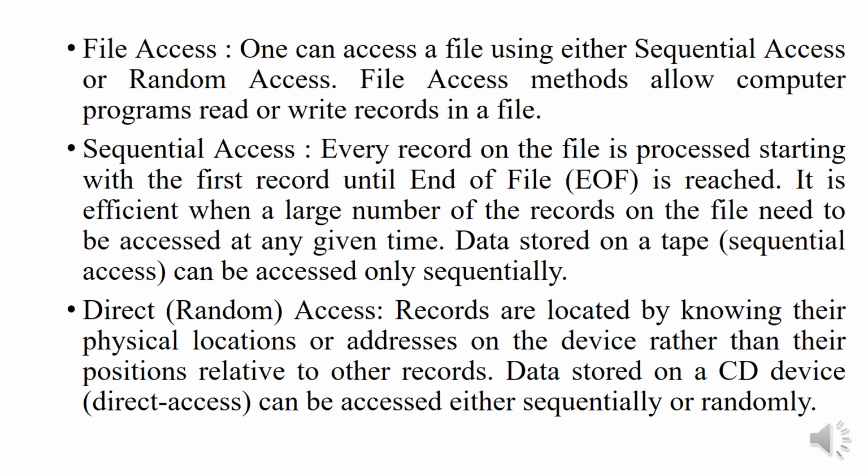File access: one can access a file using either sequential access or random access. Sequential access: every record on the file is processed starting with the first record until the end of file is reached. It is efficient when a large number of records on the file need to be accessed at any given time. Direct access, where records are located by knowing their physical location or address on the device rather than their position relative to other records. Data stored on a CD drive, which is direct access, can be accessed either sequentially or randomly.